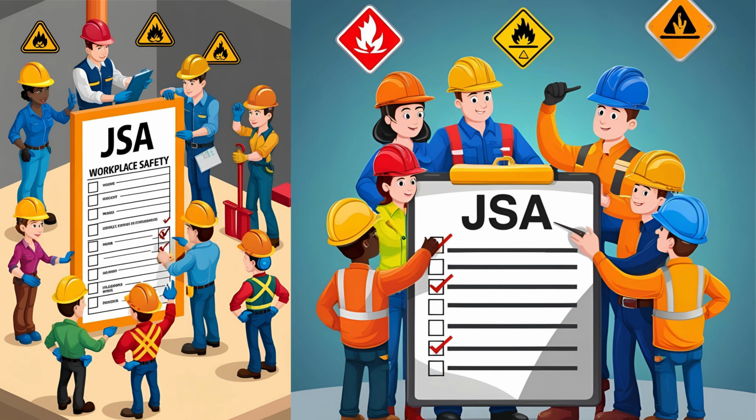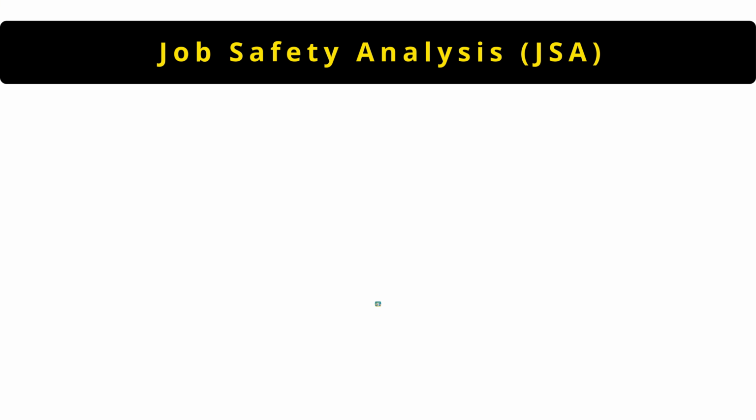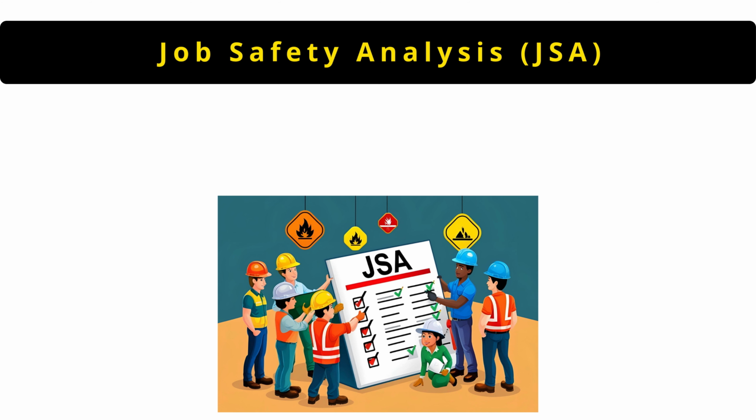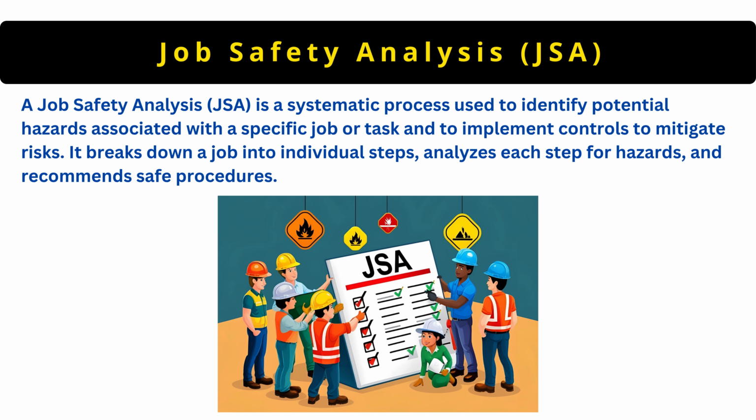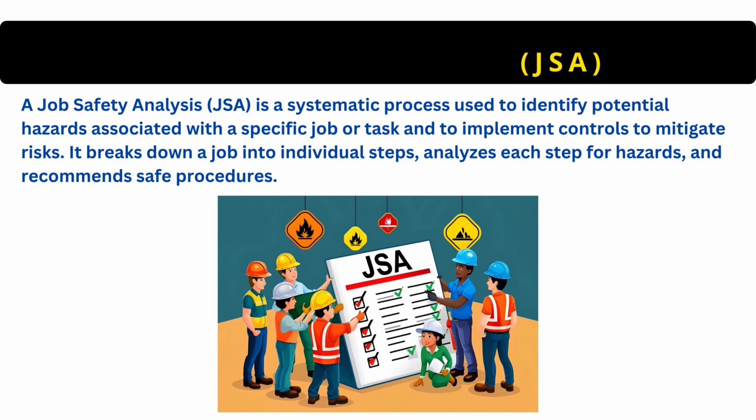So, let's get started. What if you could prevent workplace accidents before they happen? That's exactly what a job safety analysis or JSA helps you do. A JSA is a systematic way to identify hazards in a task and control risks before someone gets hurt. Think of it like a recipe for safety. Break down the job, spot the dangers, and add safeguards.